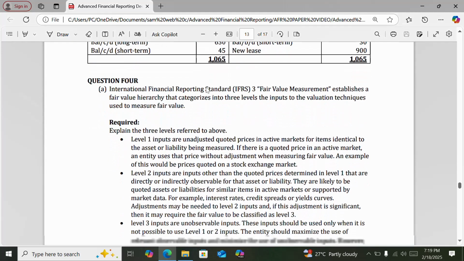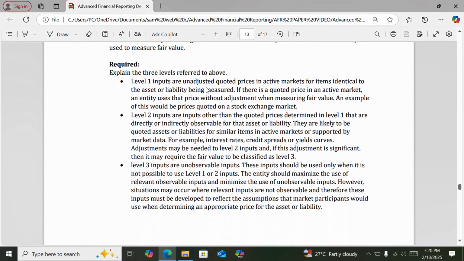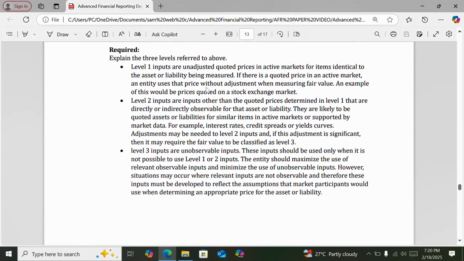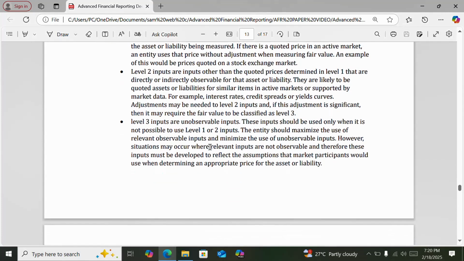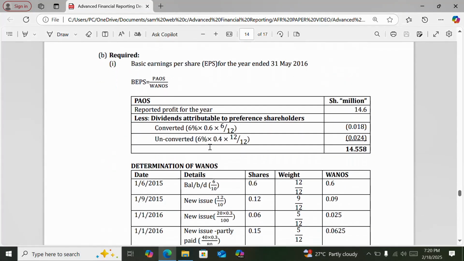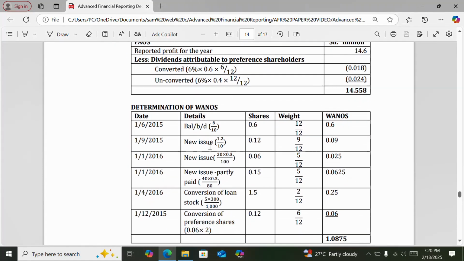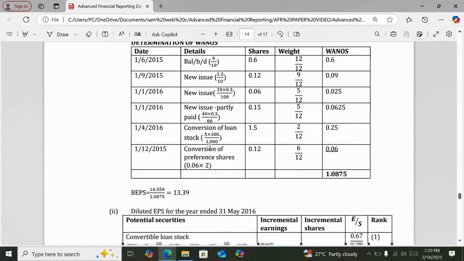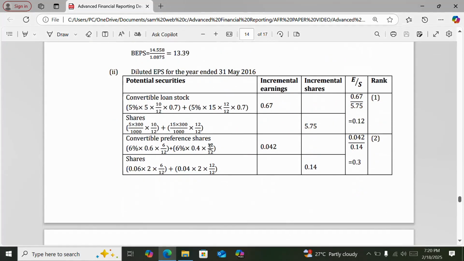Then we go to question 4. 3 levels referred to above. We have level 1, level 2 input, level 3 input. You can go through the explanation. And then part B, the basic EPS. Then diluted EPS.